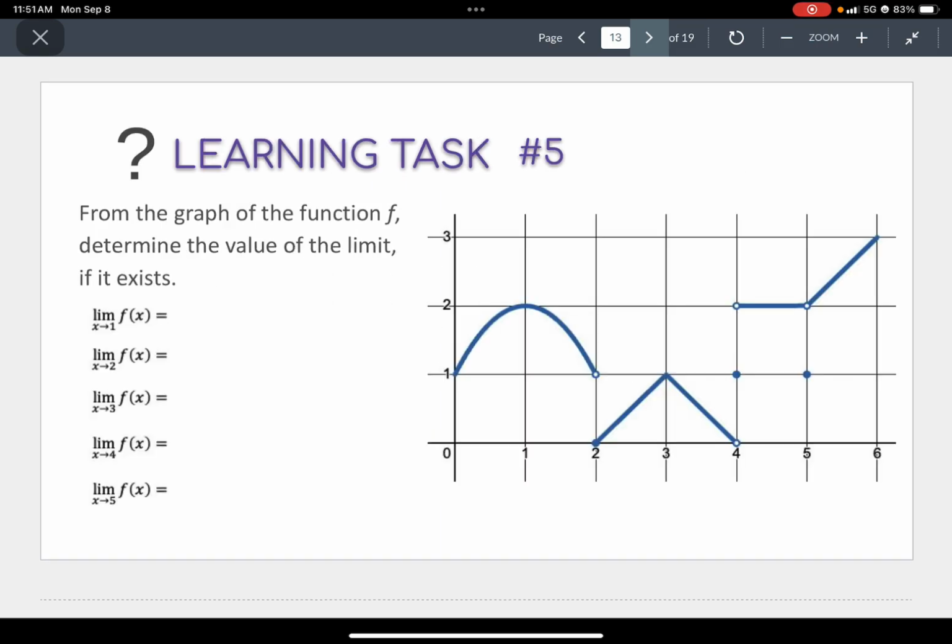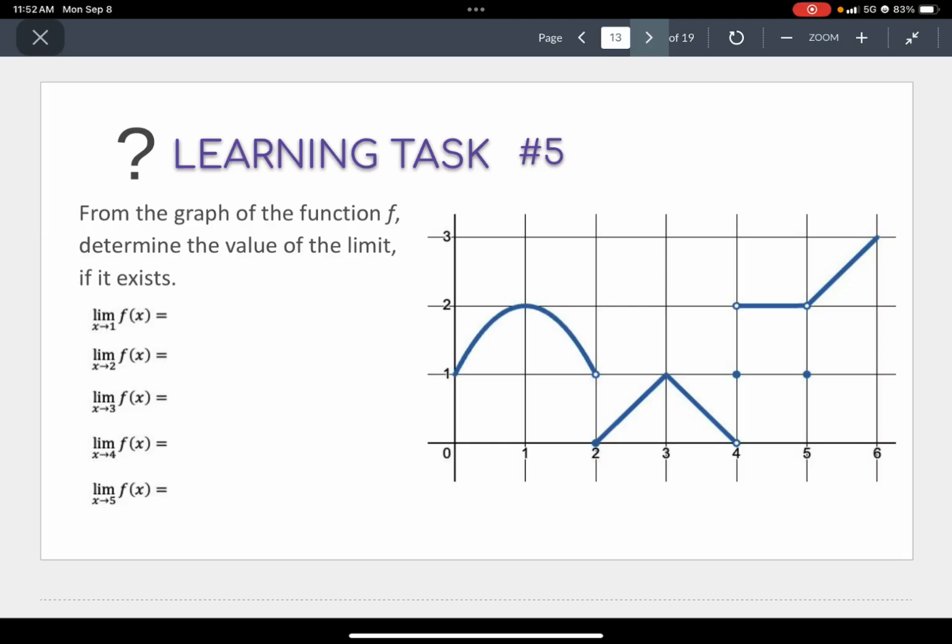So here's an example. We have learning task number 5. From the graph of the function f, determine the value of the limit if it exists. This is a rather crazy looking graph, but let me just talk through what each of these questions is asking. Limit as x approaches 1 of f of x equals, what we are looking at here is if we go over to the value of x equal 1, we're looking at what the function values are getting close to as the x values get close to 1. Similarly, for the other ones, we're looking at what's going on as x approaches 2, 3, 4, and 5.